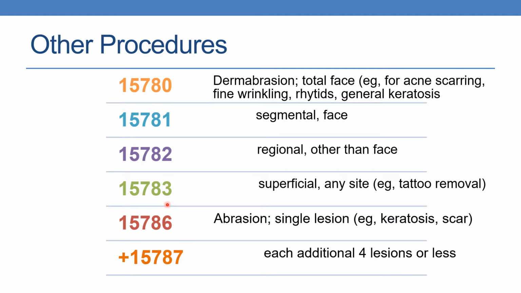Next is 15783, dermabrasion superficial any site, for example tattoo removal. The next is 15786 abrasion single lesion, for example keratosis or scar. The next is an add-on code plus 15787 for each additional 4 lesions or less.